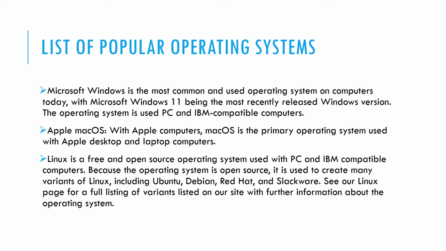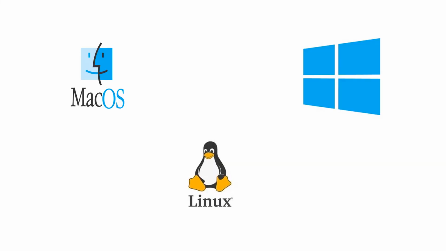Next, we have Linux. Linux is a free and open source operating system used with PC and IBM compatible computers. Because the operating system is open source, it is used to create many variants of Linux, including Ubuntu, Debian, Red Hat, and Slackware. You can identify these operating systems by their well-known logos displayed here.